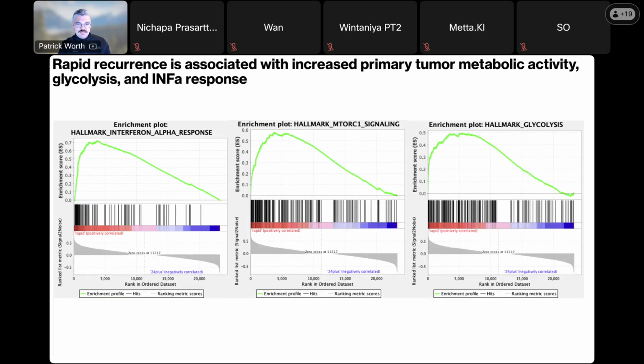This is some gene set enrichment in a comparison of our rapid metastatic recurrence cohort versus those who didn't have recurrences. And this is not in that 900 patient data set. This is now in that 300 patient subset, where we have approximately 60 patients who have rapid recurrences or a liver-only metastatic recurrence within 6 months of their surgery. We compared those to patients who did not have recurrences at 24 months. And so they had to have good cross-sectional imaging up to 24 months.